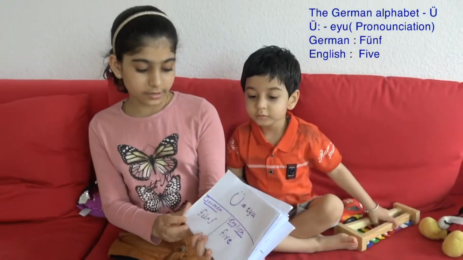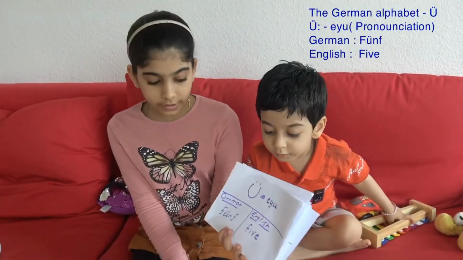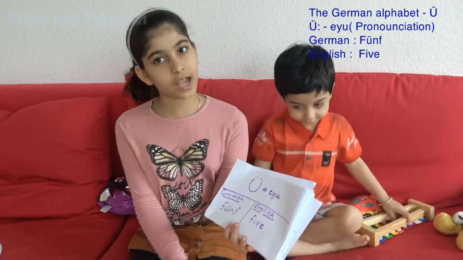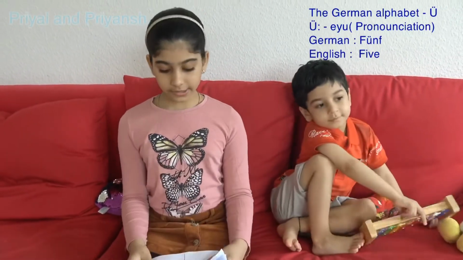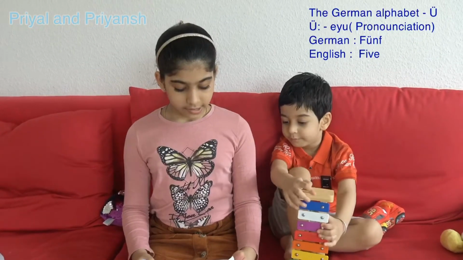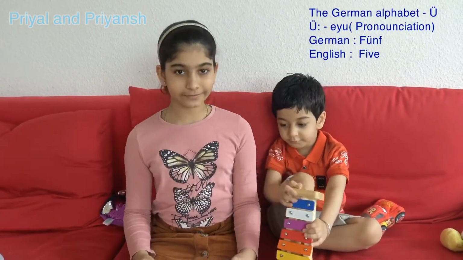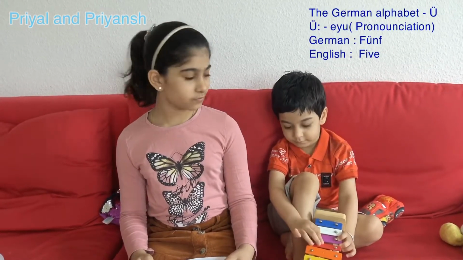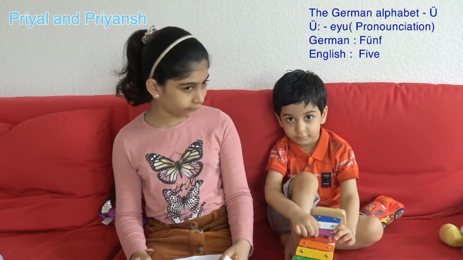The next one we have here is Ü. In German it's fünf, and in English it's five. Priyansh, can you say Ü? Ü. And can you say fünf? Fünf.